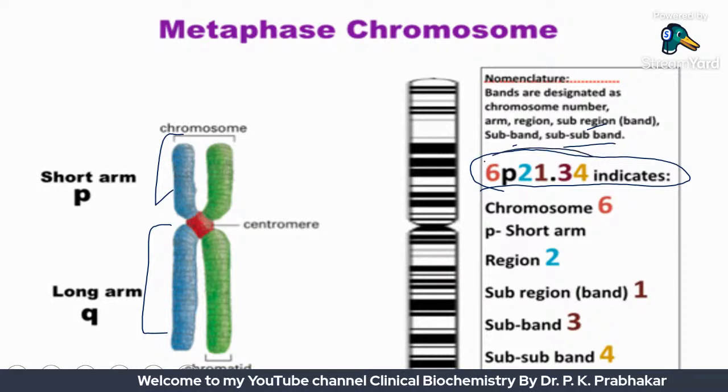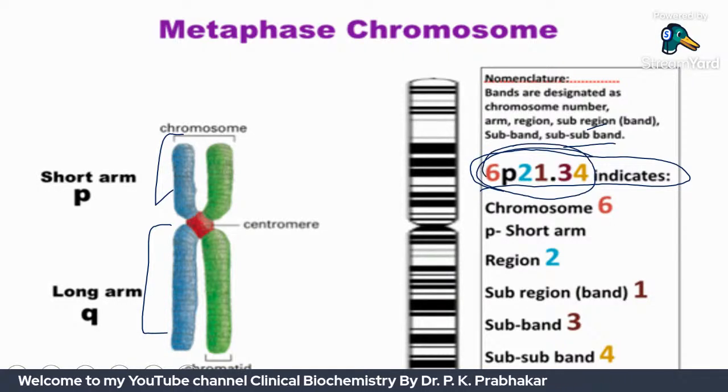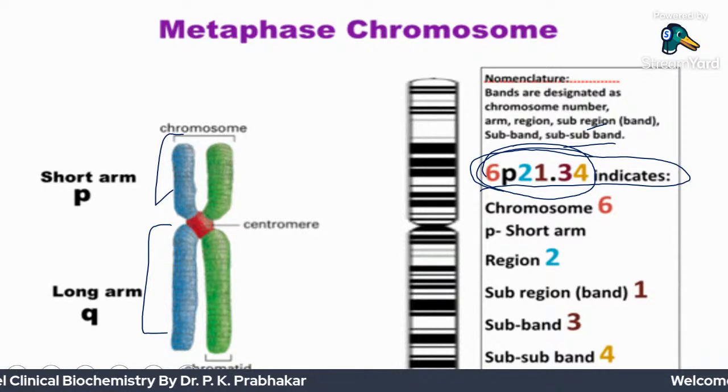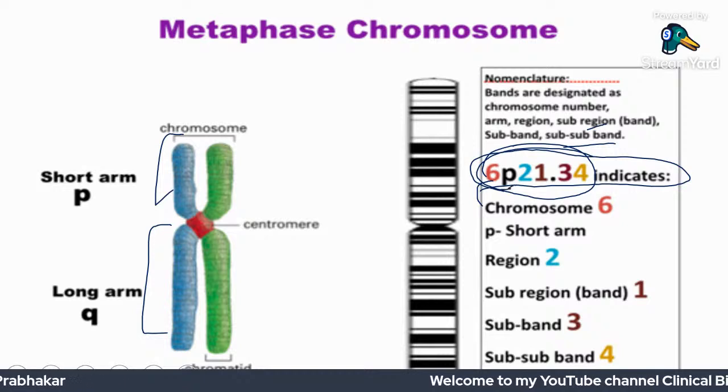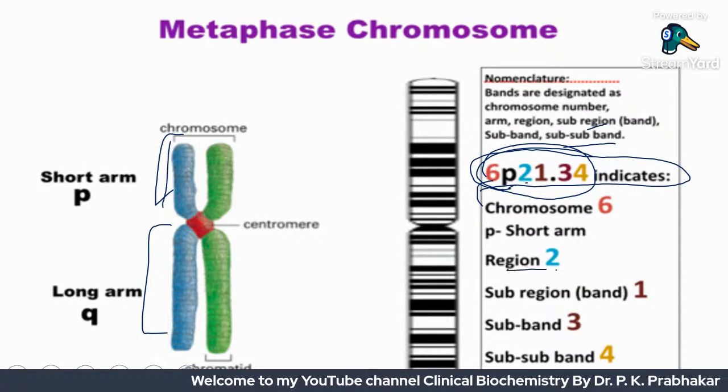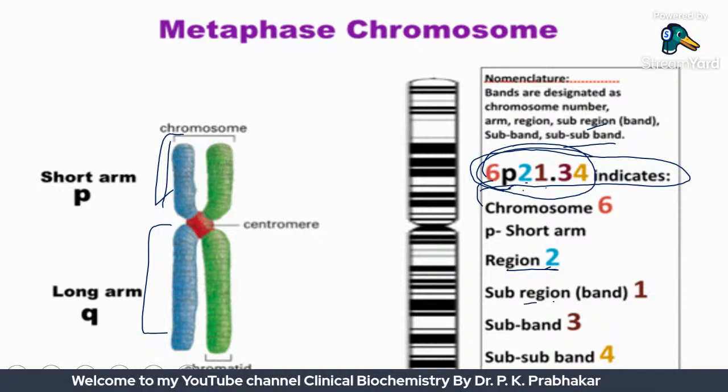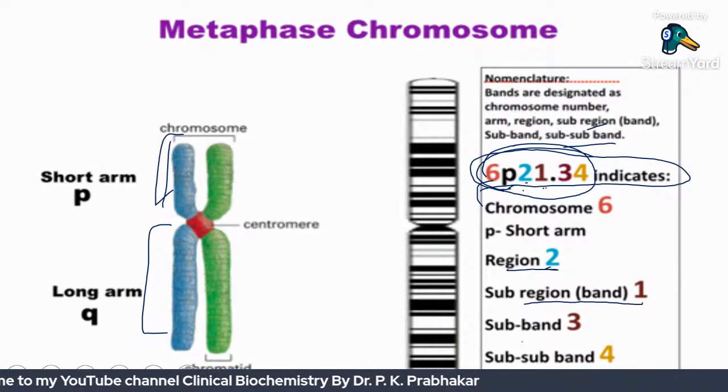So if this is a gene's position or location, 6 is the chromosome number, P means I'm talking about the short arm, then 2 is the region number 2, sub-region or band 1, sub-band 3, and sub-sub-band 4.